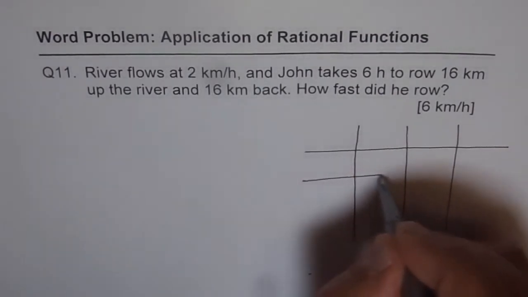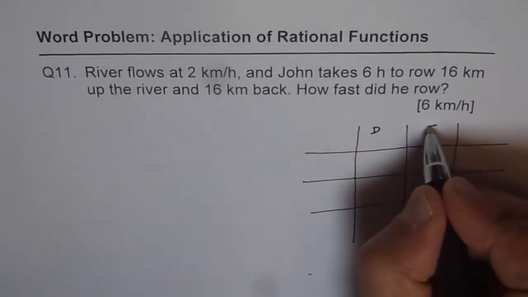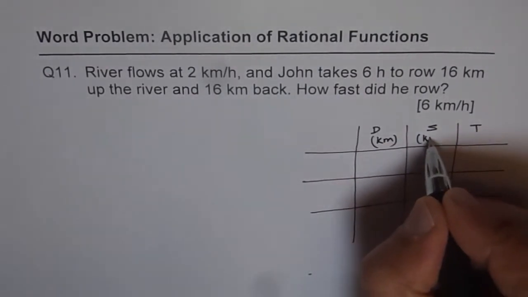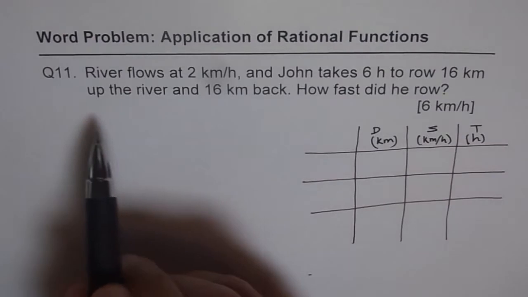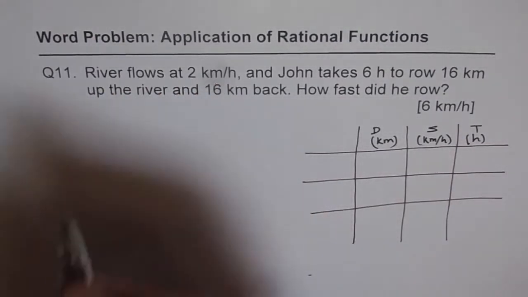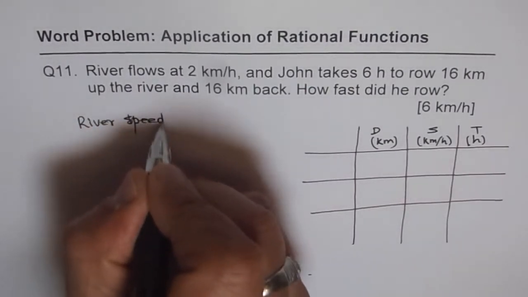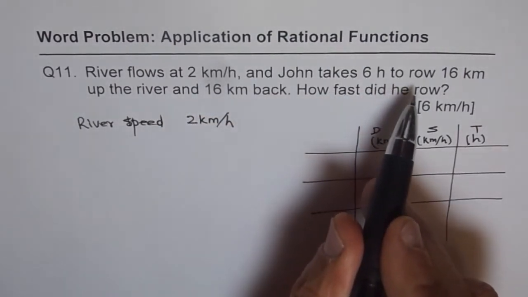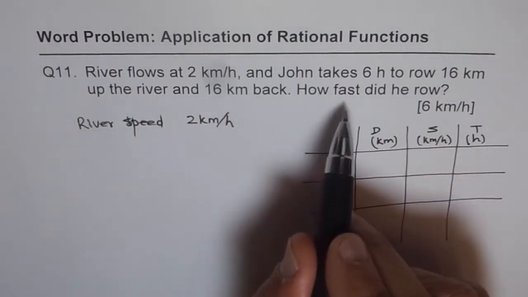This table will provide us a relation between distance, speed, and time, right? Here there will always be two events, so these are the two rows for the events. Now we'll write down distance, speed, and time. Distance is in kilometers, speed in kilometers per hour, and time is in hours. The river flows at 2 kilometers per hour, so we'll write river speed is 2 kilometers per hour. And John takes 6 hours to row 16 kilometers up the river and 16 kilometers back. How fast did he row?